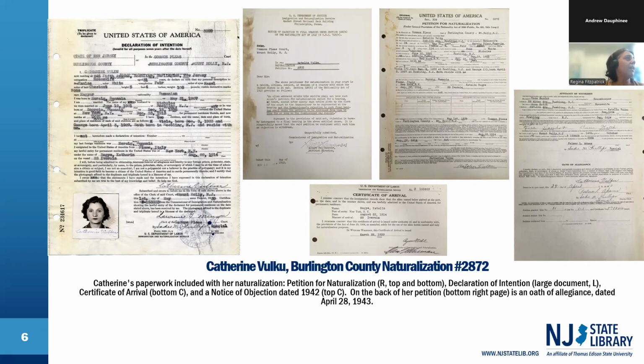citizen, because at the time in 1942, Romania was aligned with the Axis powers. And so she was a foreign-born citizen of a country with which the United States was at war. So they held her application for a certain amount of time, but they did approve it. And you can see that she takes an oath of allegiance, which is dated April 1943. So she was approved. So we have tons of interesting details here, tons of things that we could look up to flesh out Catherine's life.